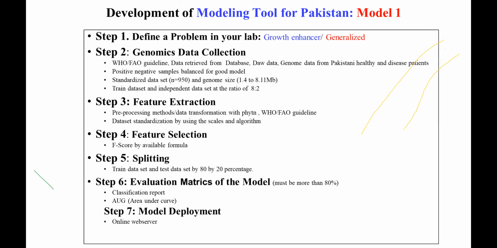In this step number 3, you have to use feature extraction. You have to pre-process, using different types of pre-processing methods to train your data set. And for that, you have to use the WHO and FAO guidelines. What is your problem? Your problem is to take those types of bacterial strains which can be used in the lab to prepare poultry probiotics, for example, to improve poultry health or poultry growth. Then you have to check the requirements according to the WHO and FAO.